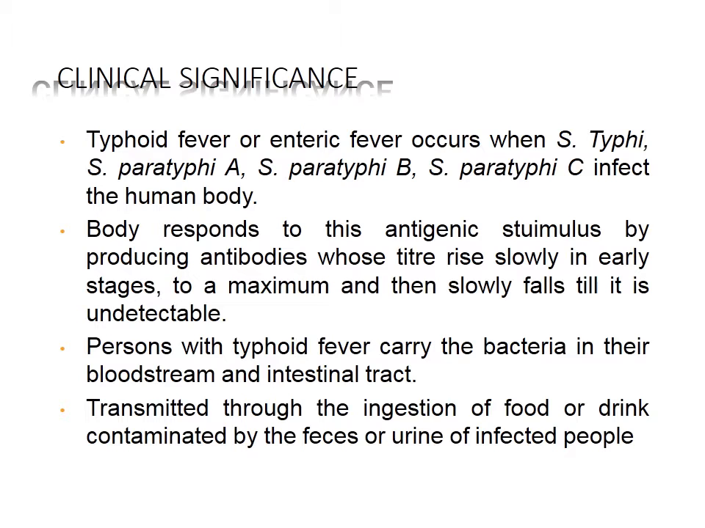Typhoid fever or enteric fever occurs when Salmonella typhi, S. paratyphi A, S. paratyphi B and S. paratyphi C infect the human body. The body responds to this antigenic stimulus by producing antibodies whose titer rises slowly in early stages to a maximum and then slowly falls till it is undetectable. Persons with typhoid fever carry the bacteria in the bloodstream and intestinal tract, transmitted through the ingestion of food or drink contaminated by the feces or urine of infected people.